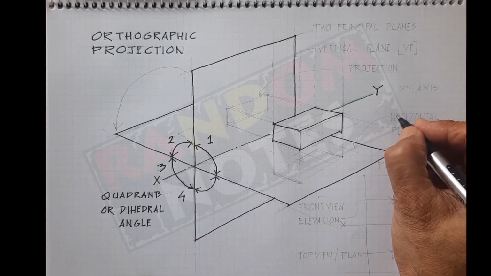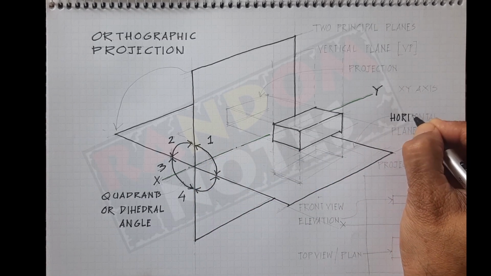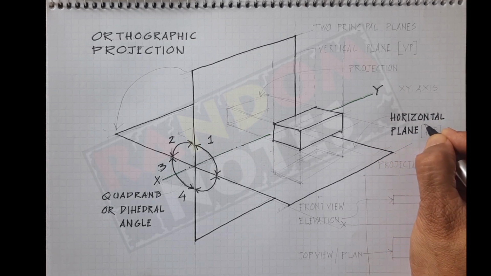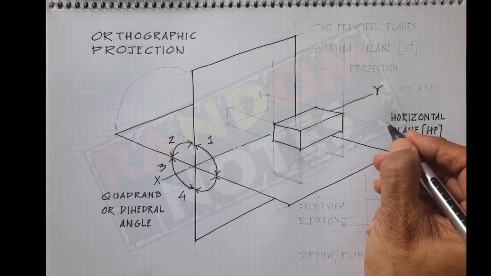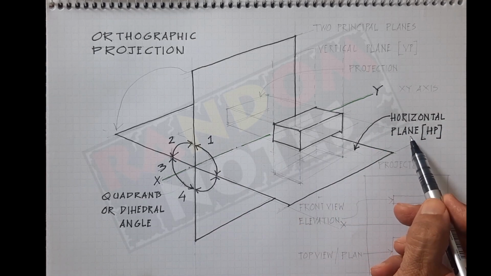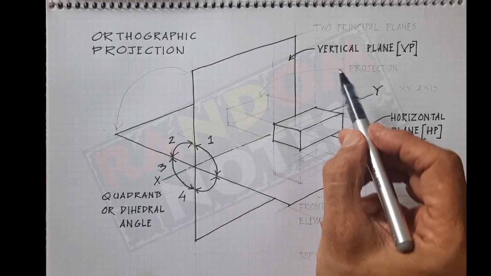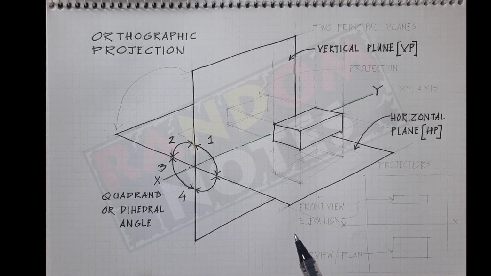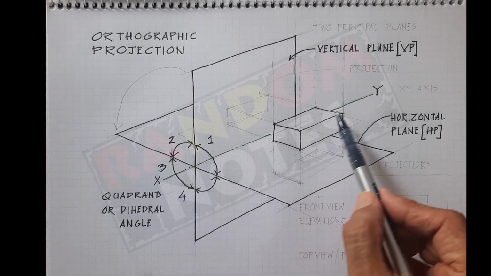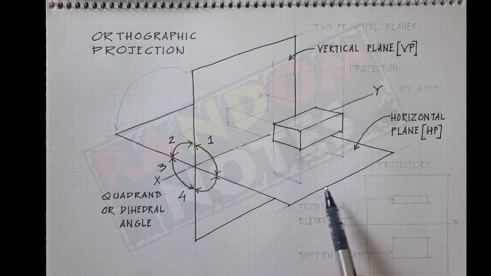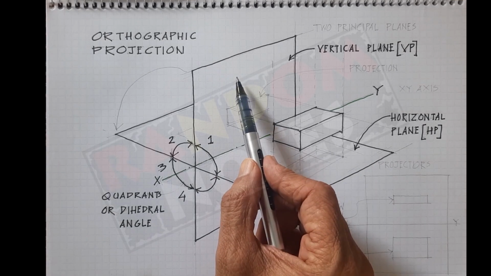Let me first name them. This is the horizontal plane or HP. This is the vertical plane or VP. So now three things which you will always remember as we go ahead is there is this XY line around which we have horizontal plane here and vertical plane there.